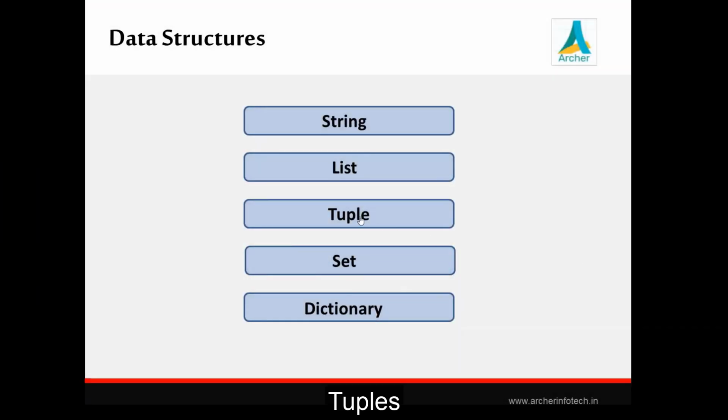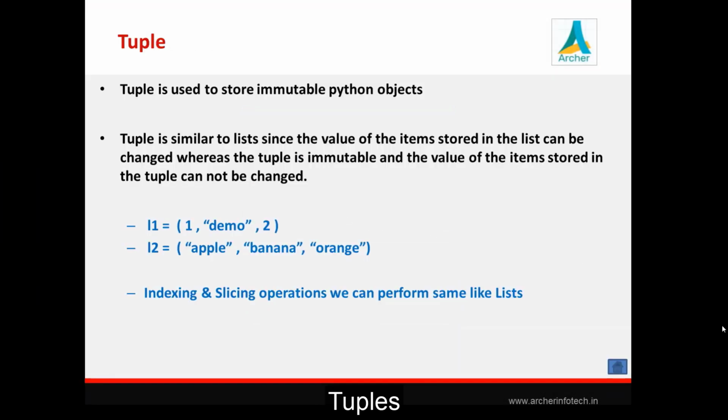Next data structure we will check, that is tuple. Now see, tuple is just like a list with only one difference: lists are mutable. Means we can add elements to a list, we can remove elements from a list, the length of a list we can change. But in case of tuple, it is used to store immutable Python objects.